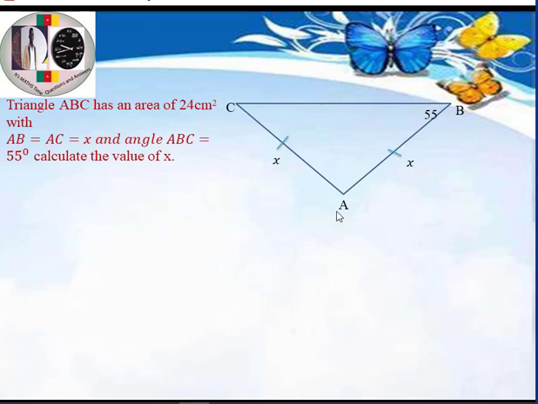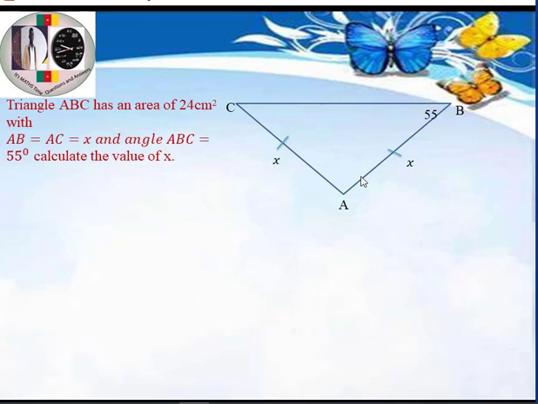Okay, so the side AC is equal to the side AB, and the angle at B is 55. Because AC is equal to AB, the angles formed at B and at C must be equal. So the angle at B is 55, so the angle at C is 55 as well. In some cases they might ask us to get the angles at A or at C, but that's not the case here. In this case they are asking us to get the side AB or AC because they are equal.